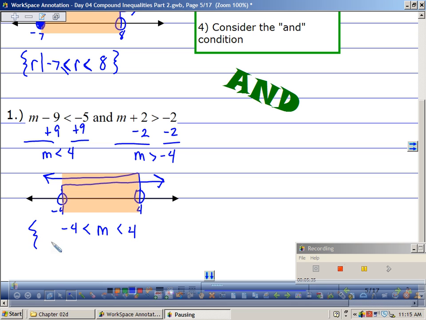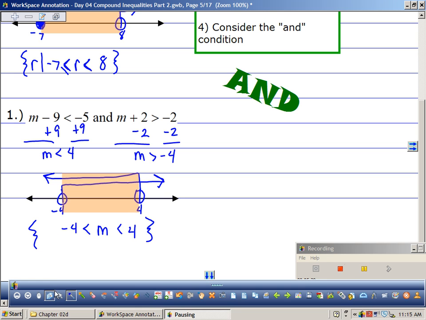And then I just do my little set notation. So if one of them was closed, I'd refill the line. Yep. And that's it. M, such that M is in between 4 and negative 4. That's all that says.